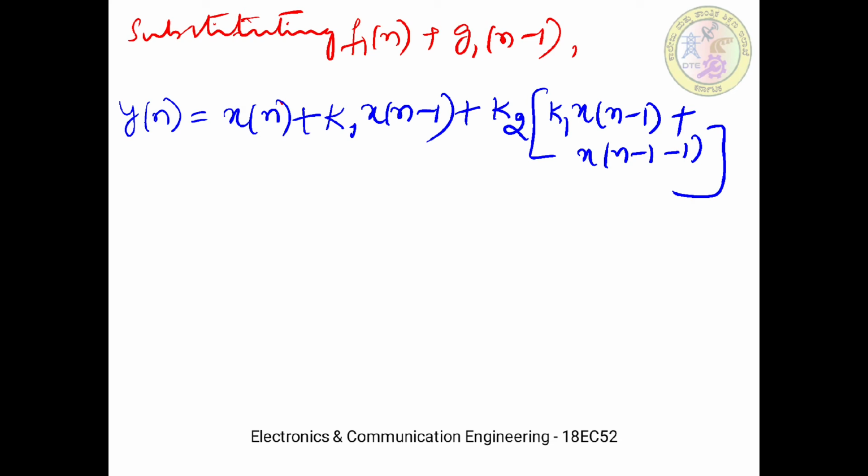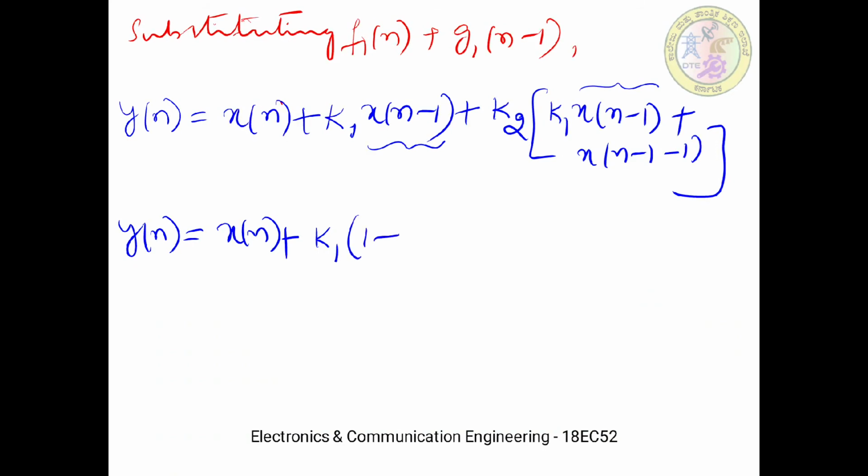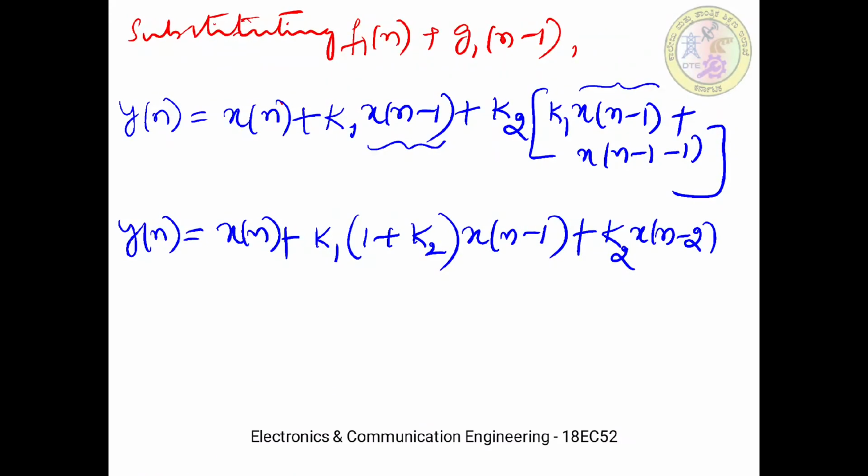Okay, so therefore the final y of n is equal to x of n plus k1. Now you can perform some simple simplifications, because we have an x of n minus 1 term and here also an x of n minus 1 term. You can just take the common factors and simplify. It is going to give you 1 plus k2 into x of n minus 1 plus k2 into x of n minus 2.